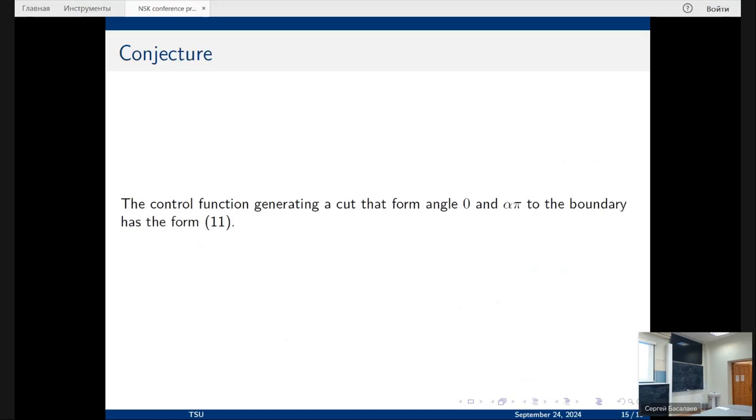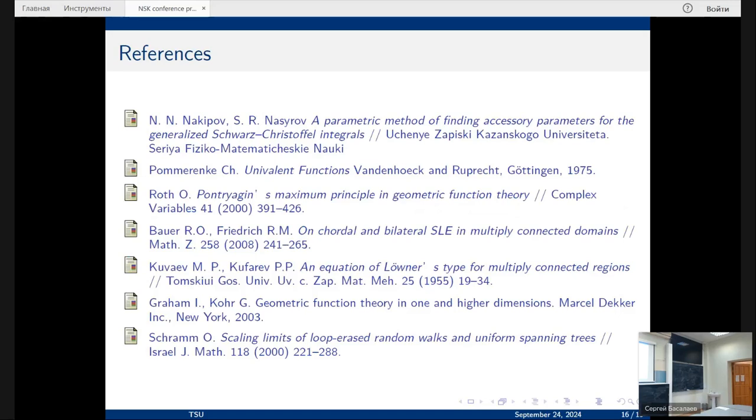As a conjecture, just for the future, if we consider more difficult, more general cases, we are supposed to find the expansion of lambda. The control function lambda has the same expansion, number 11, as I mentioned before. And it's interesting to check the first coefficient lambda 0, as we did. That's all. Thank you all for your attention. Any questions, any comments? I'm all ears.